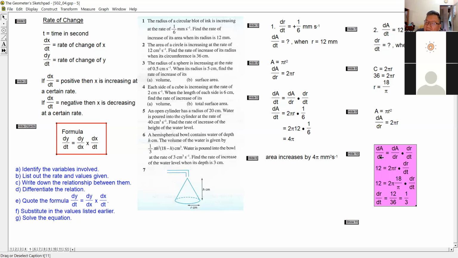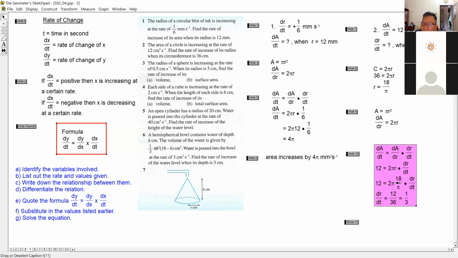This time, the dA over dt is known. In our previous question, you had to find dA over dt. But this time, dA over dt is given as 12. So you put inside here 12, right? Then dA over dr, you also know. How much is it? This one, 2 pi r. So you put in 2 pi r. dr over dt is what you are asked to find, so you just copy back dr over dt. So the pi and pi can cancel.